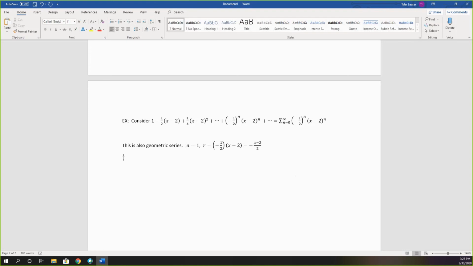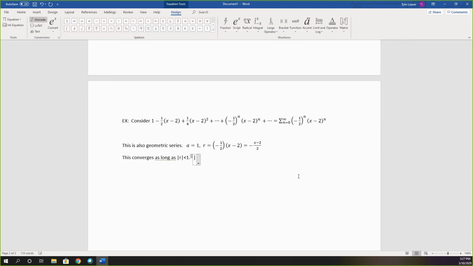Okay. Remember that for geometric series, this converges as long as the absolute value of r is less than 1. So for us, this is going to converge as long as the absolute value of negative x minus 2 over 2 is less than 1. This is the same thing, because of the absolute value, that negative sign just disappears. And then any time you have an absolute value and a less than, this is where you want to squeeze. So we're going to squeeze x minus 2 over 2 in between negative 1 and positive 1.